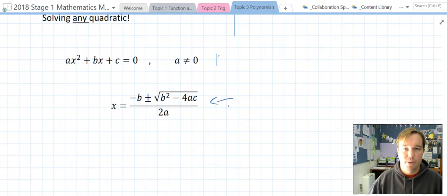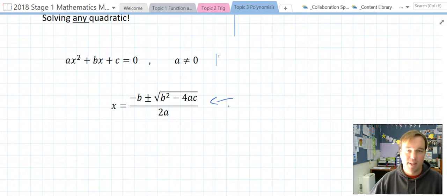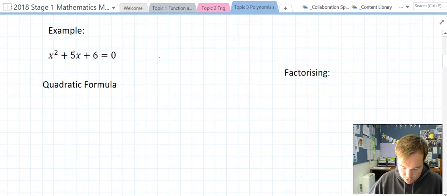Now, the proof for it is beyond the scope of the course. If you want to find the proof, then Google proof for a quadratic formula. It's kind of cool, but let's just practice using it.